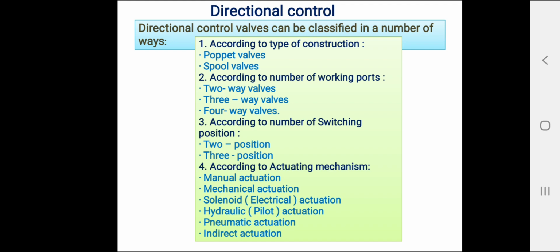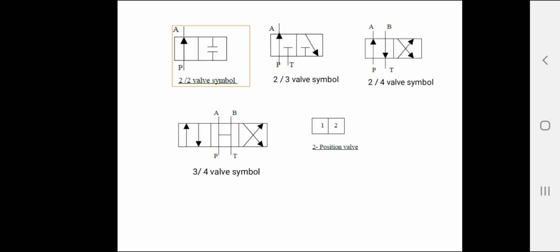Then according to actuation mechanisms: manual actuation, mechanical actuation, solenoid or electrical actuation, hydraulic or pilot actuation, pneumatic actuation, and indirect actuation. These are different types of direction control valves according to the actuation mechanism. The designation of a direction control valve refers to the number of working ports and number of switching positions. Thus, a valve with 2 service ports and 2 switching positions is designated as a 2x2-way valve.